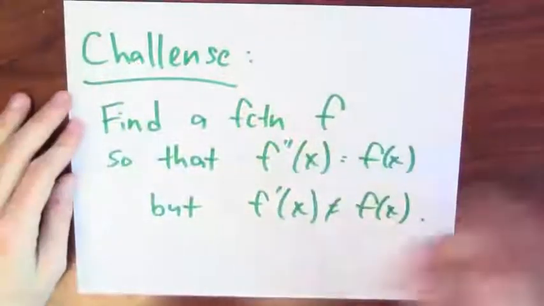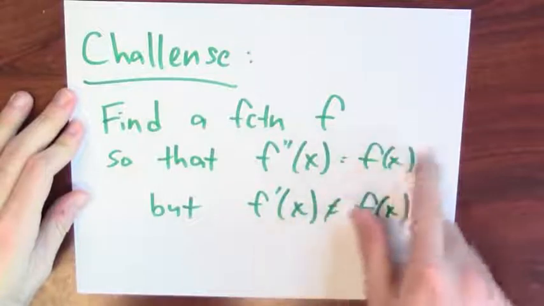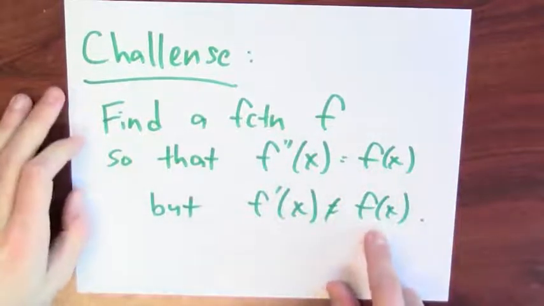And we already know a function that if you differentiate just once, it spits out itself again. e to the x is its own derivative. So it's sort of a fun challenge. You might try to find a function f so that if you differentiate it twice, you get back the original function. But if you differentiate it only once, you don't get back the original function.